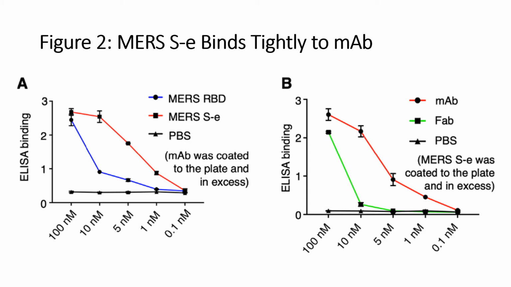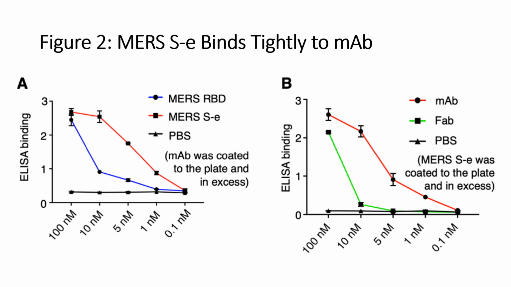Part B then, this is where the ELISA is a bit different, because now instead of having the monoclonal antibody in excess coating the plate, we have the ectodomain instead, which is a bit strange. We never learned about that in biochem. I had to ask Dr. Miller about that as well.